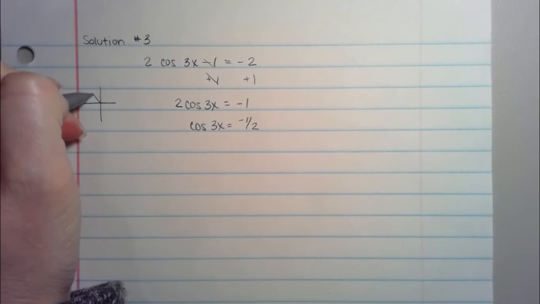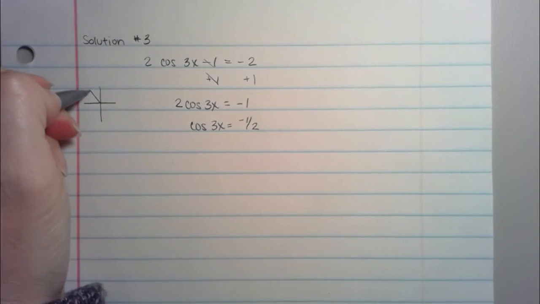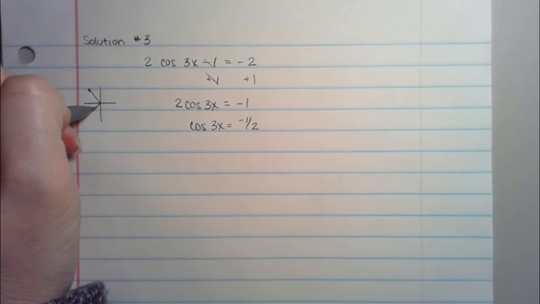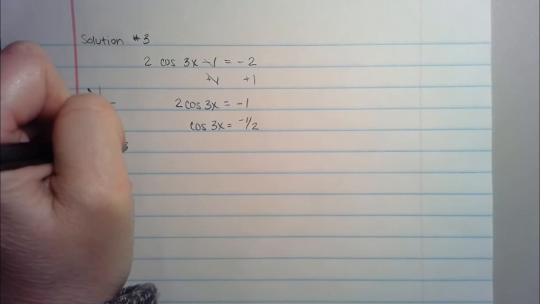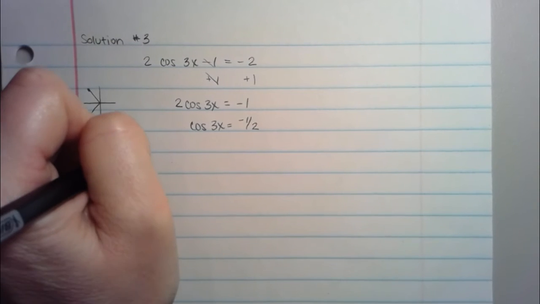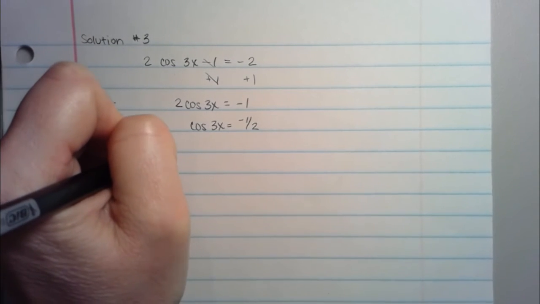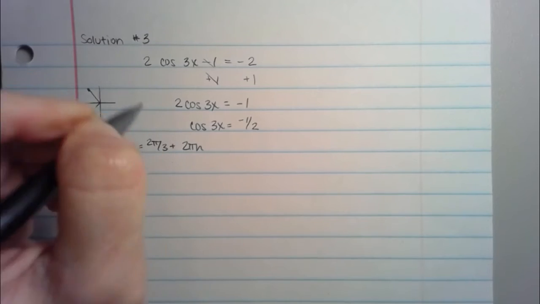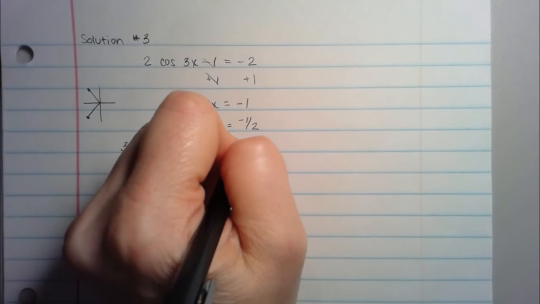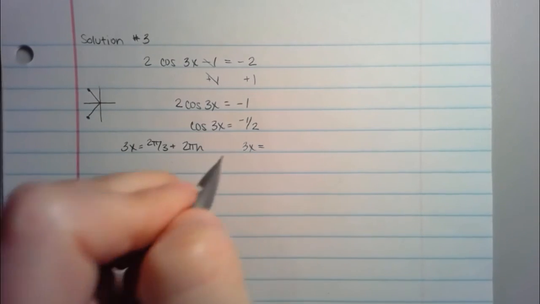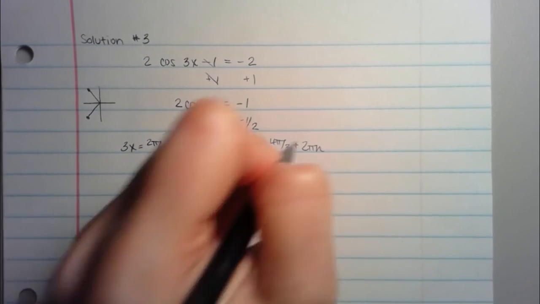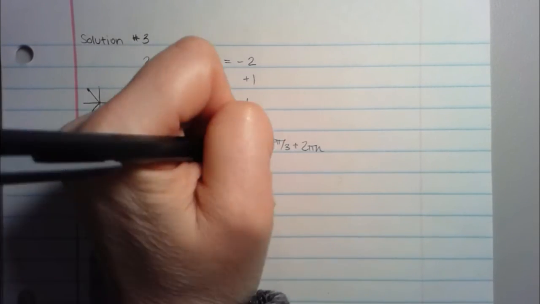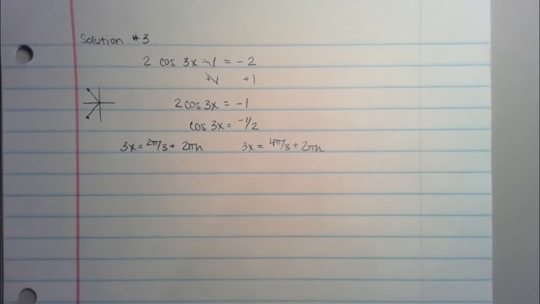So that would be a pi over 3 reference angle in quadrant 2 and quadrant 3. So 3x would equal 2 pi over 3 plus 2 pi n, or 4 pi over 3 plus 2 pi n. But this didn't ask us for the general solution.